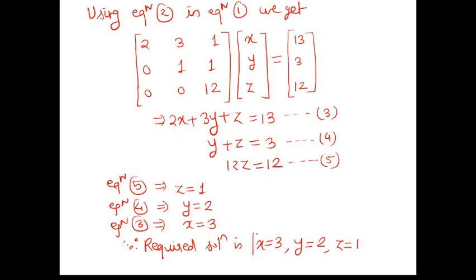So this method is very easy to understand. Now note that whatever diagonal elements we get here are called the pivots. So what are the pivot elements? Over here the pivot elements are 2, 1 and 12. So in this way the method works.